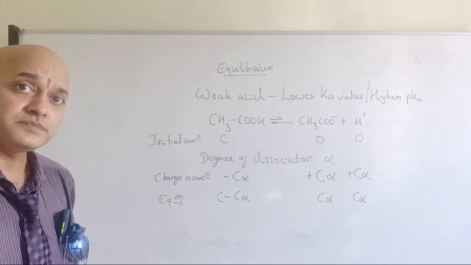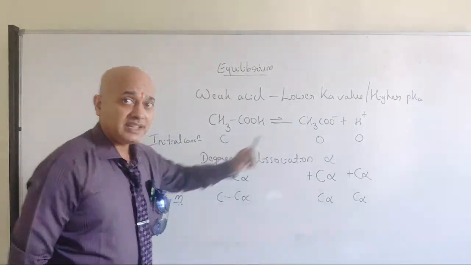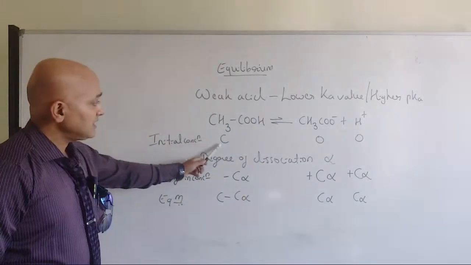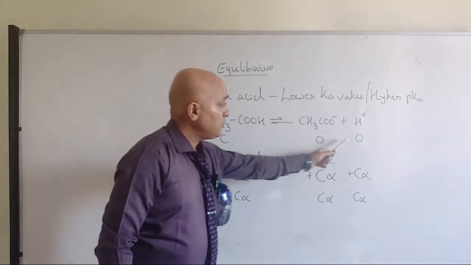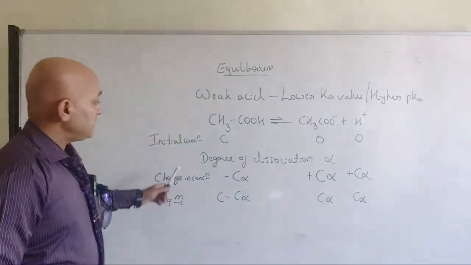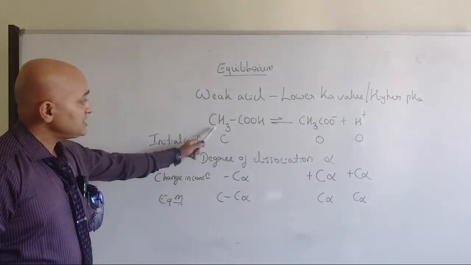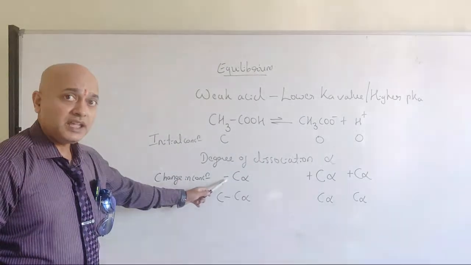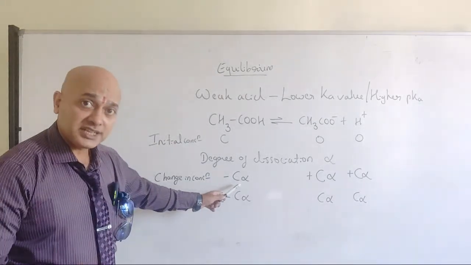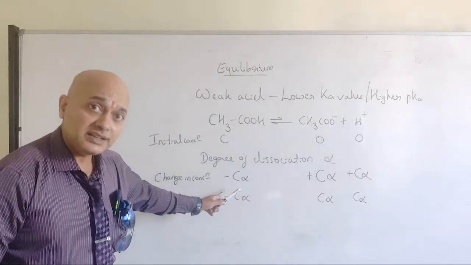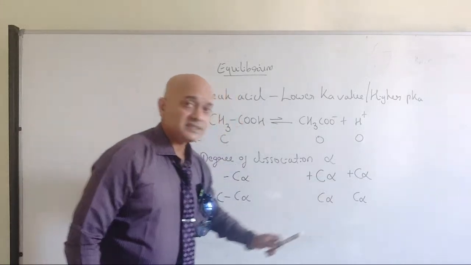Any doubts? So what I mean to tell you is, we have acetic acid, which is a weak acid. The initial concentration can be C, and the products will be 0. If I consider the degree of dissociation as alpha, naturally the change in concentration of acetic acid will be minus C alpha, because that much dissociation is taking place and the concentration is going to decrease. Then for the products it will be plus C alpha, plus C alpha.